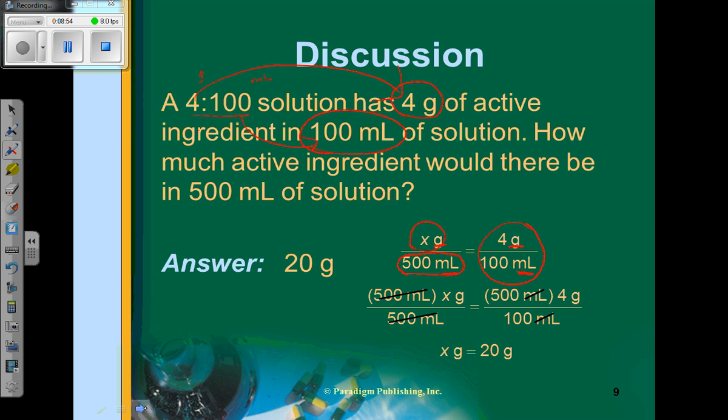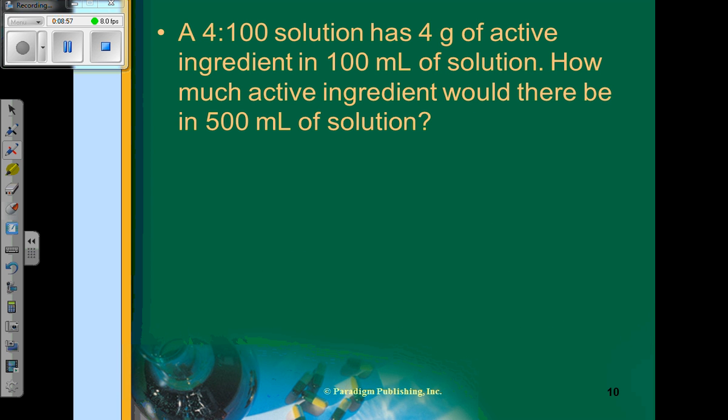On the next sheet here, I've got this same problem, and I'm going to tell you how I do it. I first start with my known: 4 grams over 100 milliliters. I know the question says, how much active ingredient would there be in 500 milliliters of solution? Well, 500 milliliters, where would I put it? We have milliliters down here, so we would also put milliliters on this side at the bottom. And we know we're trying to find X of what? Grams, because it did not tell us, so we're going to assume it's grams.